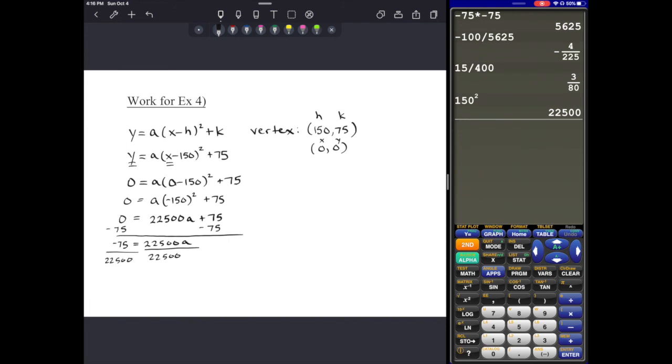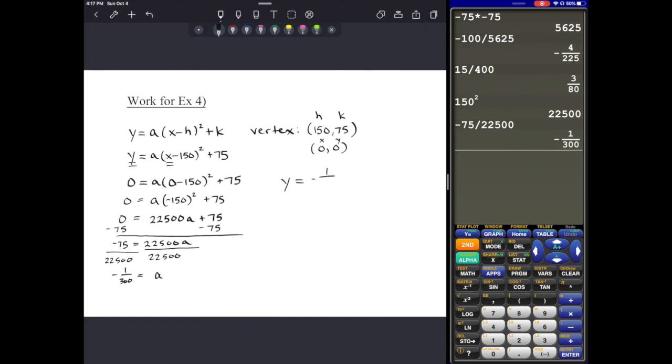In the end, we're going to end up with, I believe, well, you know what, let's just do it so I don't say it and then it'd be wrong. I would have been right. Negative 1 over 300 is our stretch factor. Let's just put it into the equation now. y is equal to negative 1 over 300 times the quantity of x minus 150, squared, plus 75. And that is the equation.